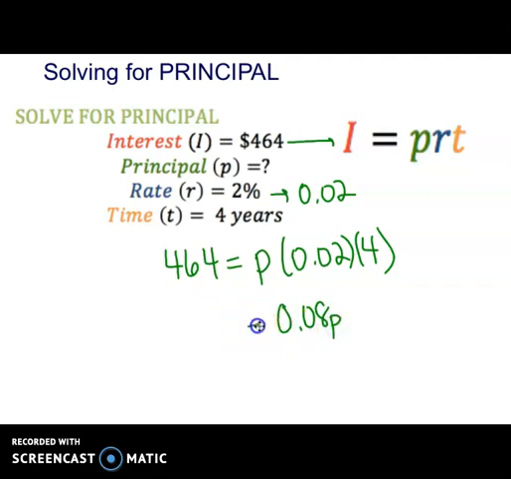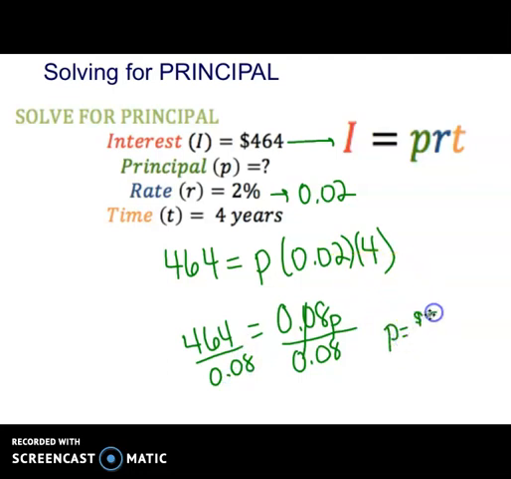We do 200ths times 4, and we get 800ths P equals 464. There's your one-step equation. We divide by 800ths. So we do 464 divided by 800ths, and we get the principal in this case to be $5,800. And the principal should be larger than the interest because that is the money you put in.